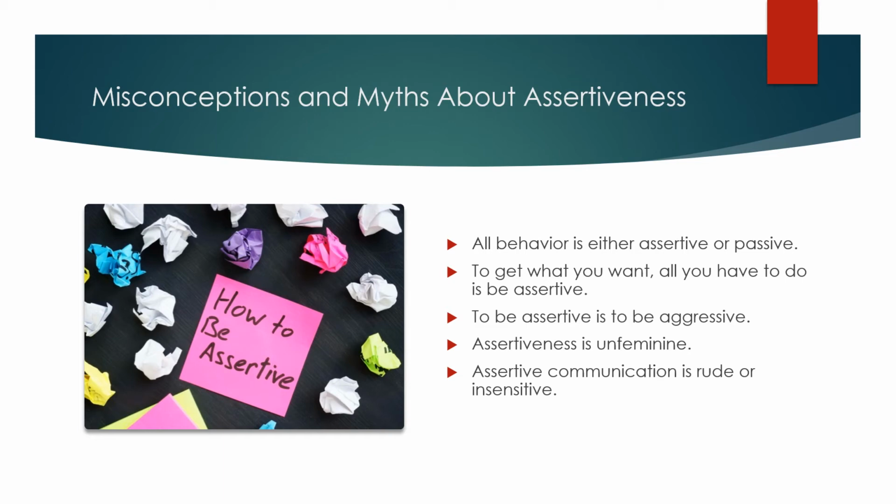So when we look at these myths, the first is that all behavior is either assertive or passive. And we know that's not true because we just talked about several different types of communication on that previous slide. Another myth: to get what you want, all you have to do is be assertive. Those that are assertive don't always get what they want. It really involves both rights and responsibilities. Another myth: to be assertive is to be aggressive. Again, assertive communication is not rude or insensitive. Rather, it's having an informed voice that insists on being heard.